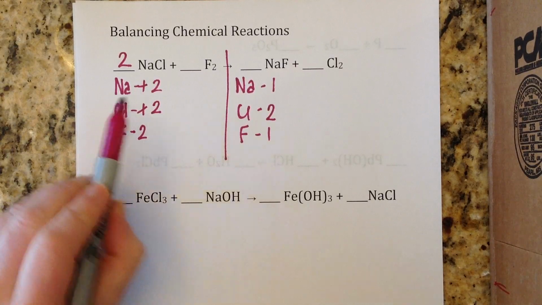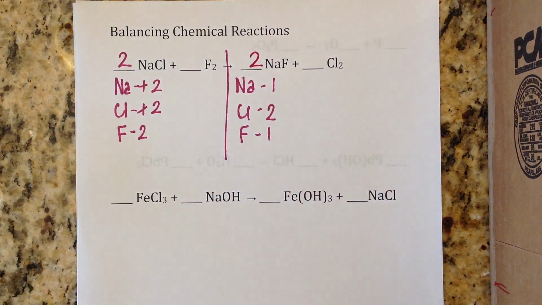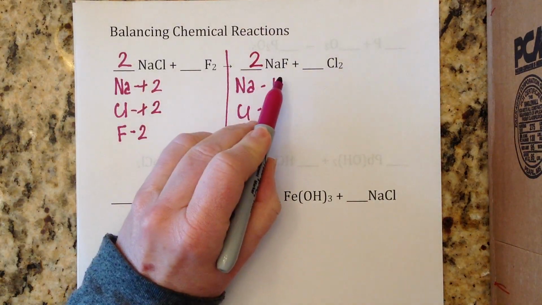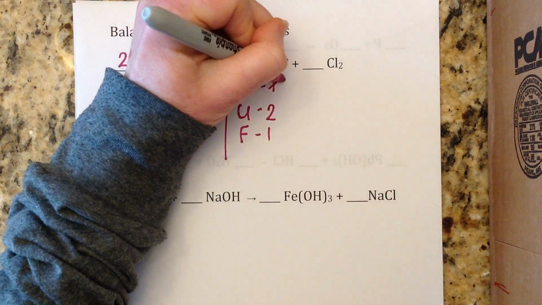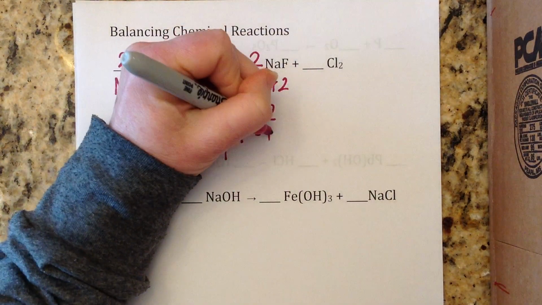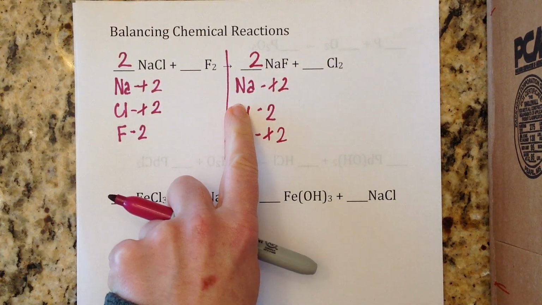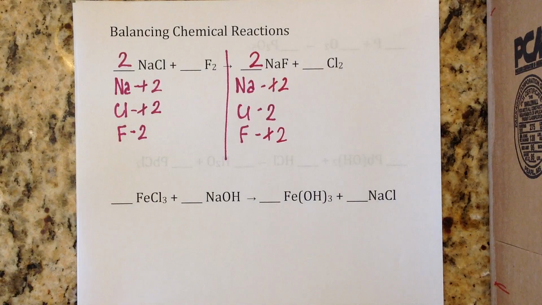I've got 2 on this side and only 1 here. So I'm going to put a 2 in front. Now, 2 times 1 is now 2 sodiums, so I fixed that. And check this out. 2 times 1 is also 2 fluorines. By default, when I was working on fixing the sodium, I actually fixed the fluorine too. So it just happened to work out.